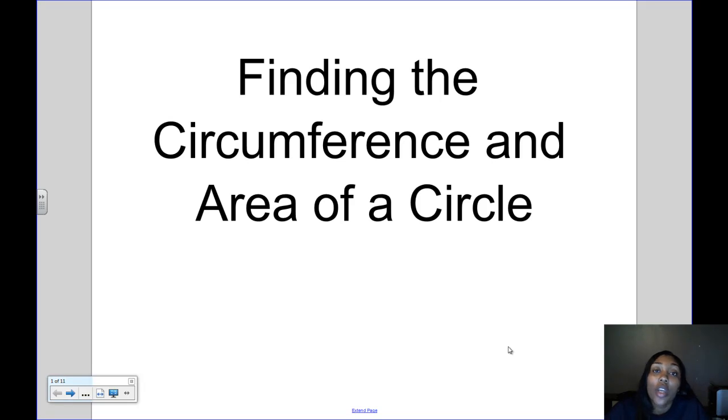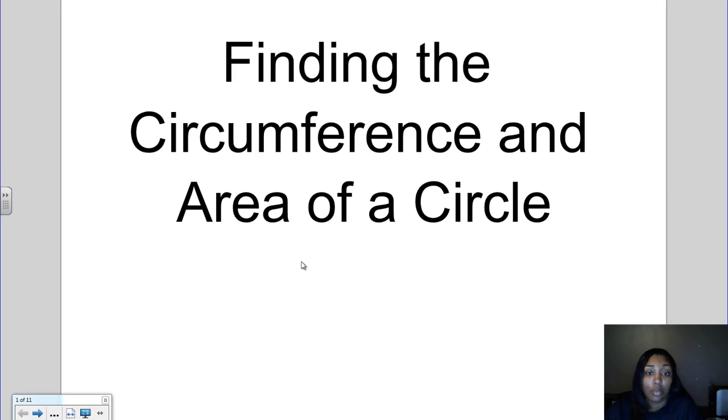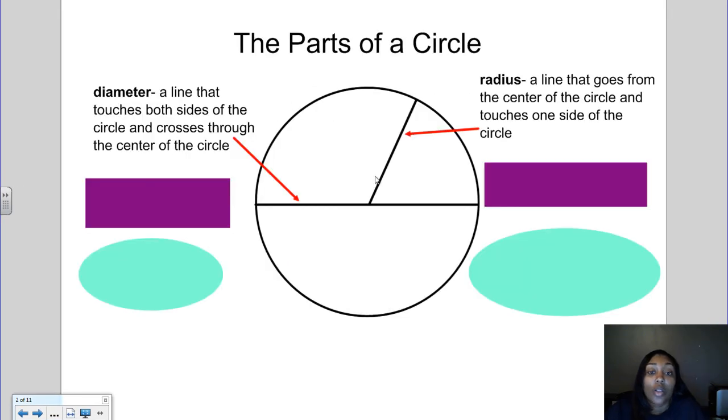So today's video is about finding the circumference and the area of a circle. So let's start with looking at the parts of a circle.